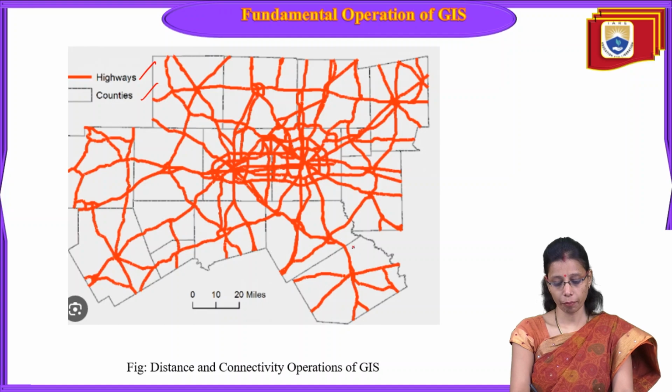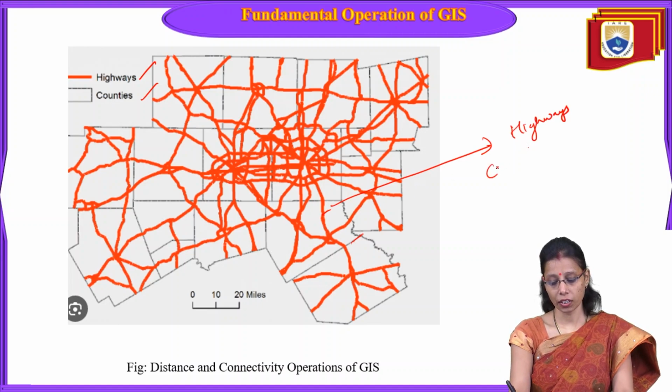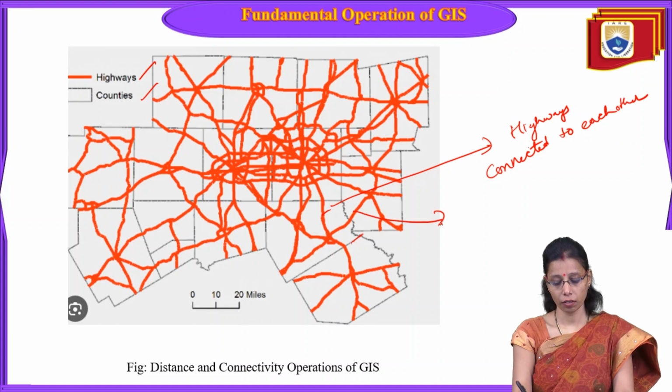So on the highway map we have the backside, we have different countries, and in between you can see these lines. These lines are all highways, and these highways are connected to each other. You can see here road 1 is connected to, this is road 2 for example.